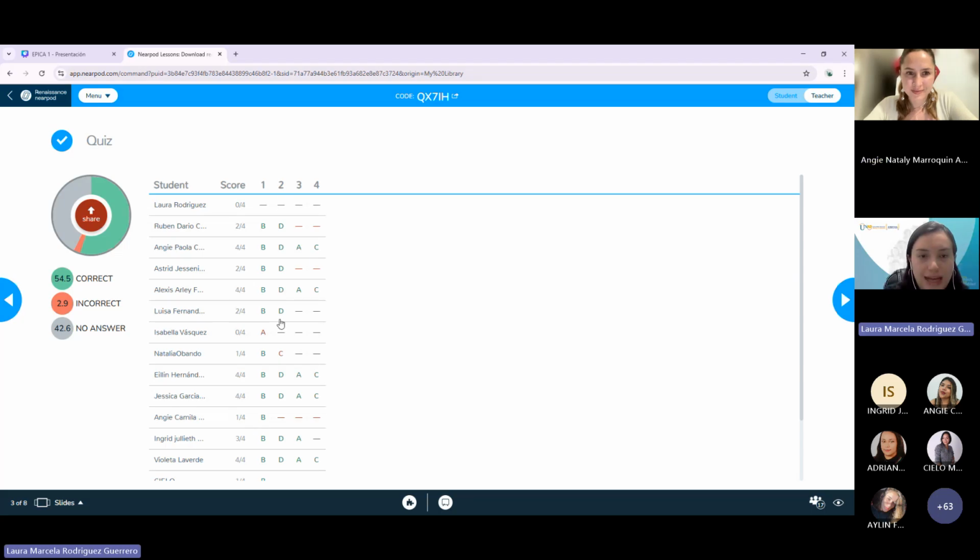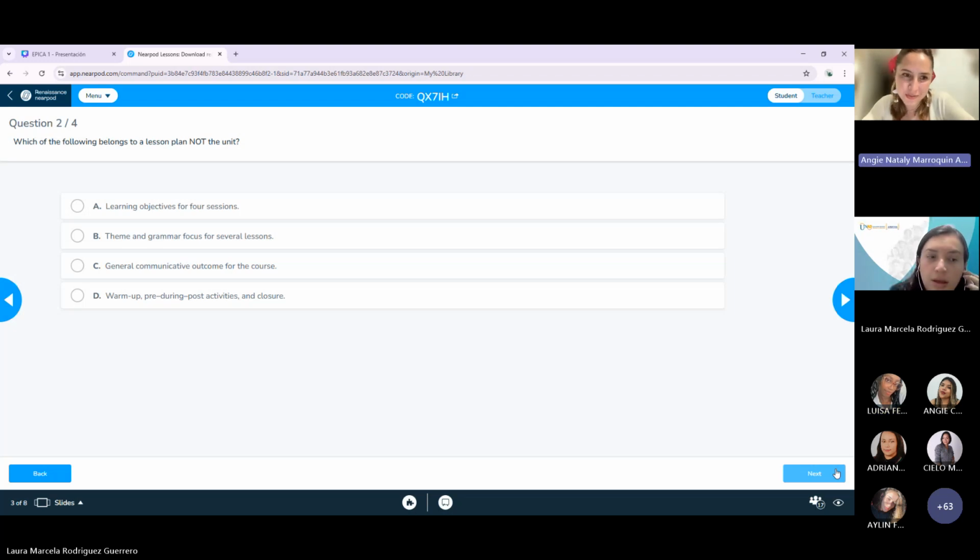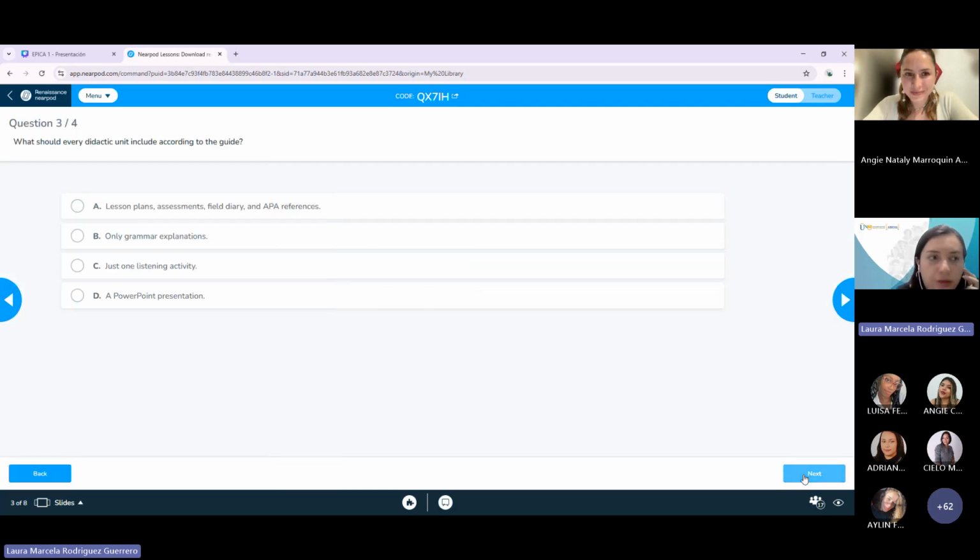Okay, for question 2, most of you have answered. So what do you say in the group chat, for the ones that can answer? What is the option? A, B, C, or D? I think the correct answer is D. The warm up belongs to the lesson plan and not the unit. Great. Excellent. Let's continue with question 3.